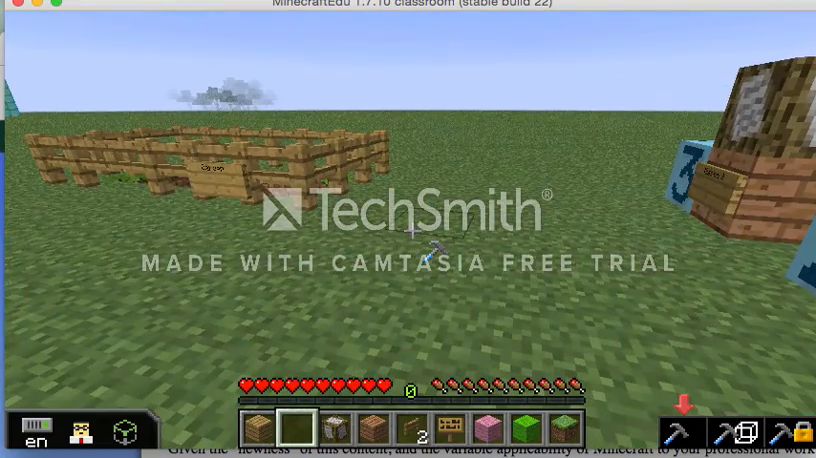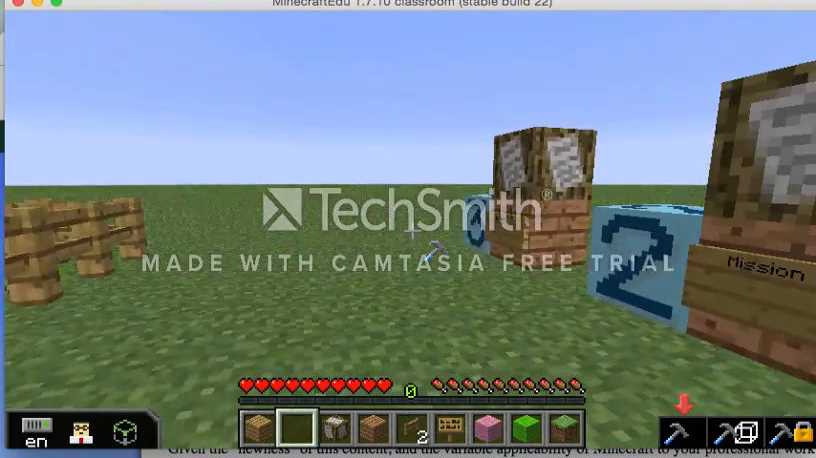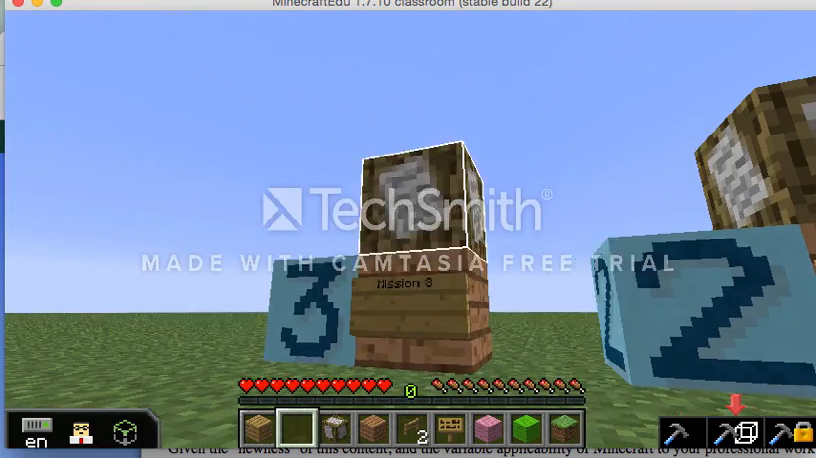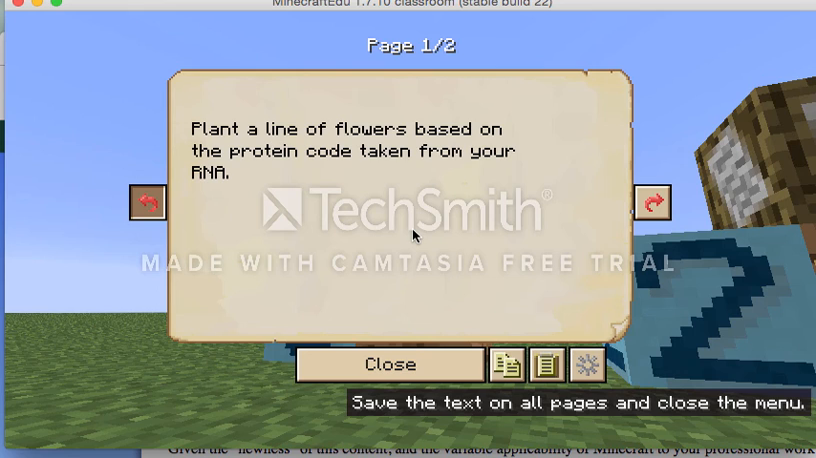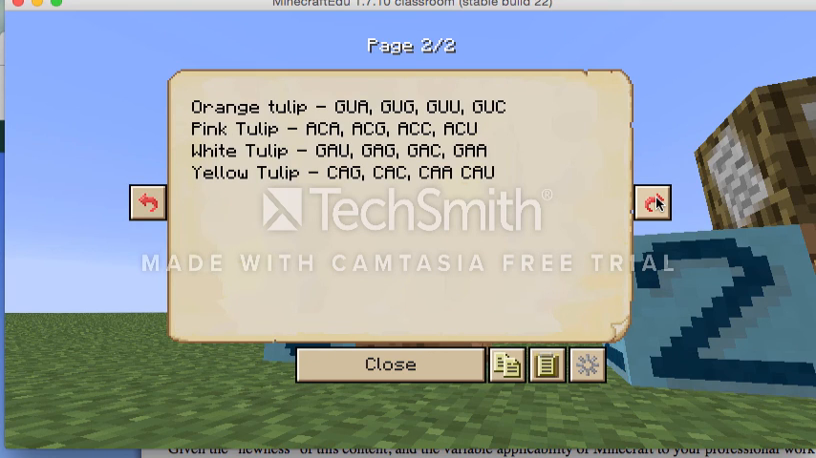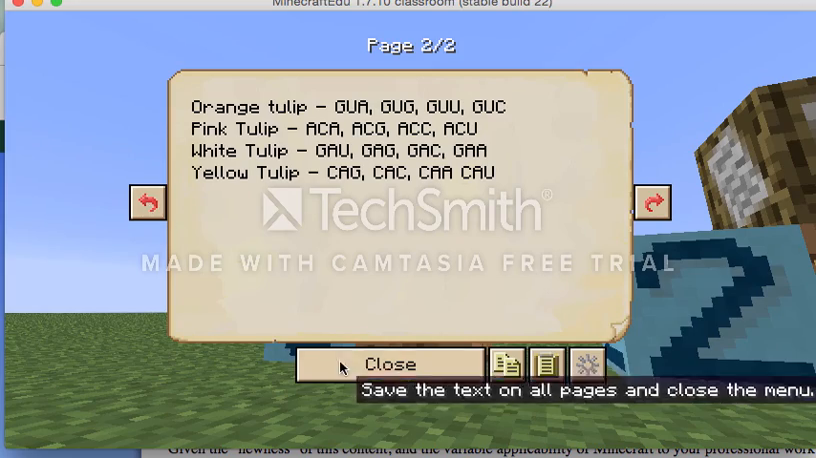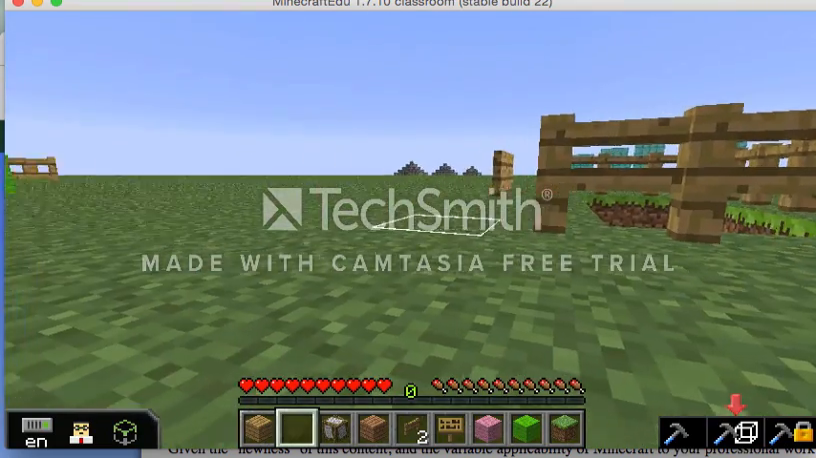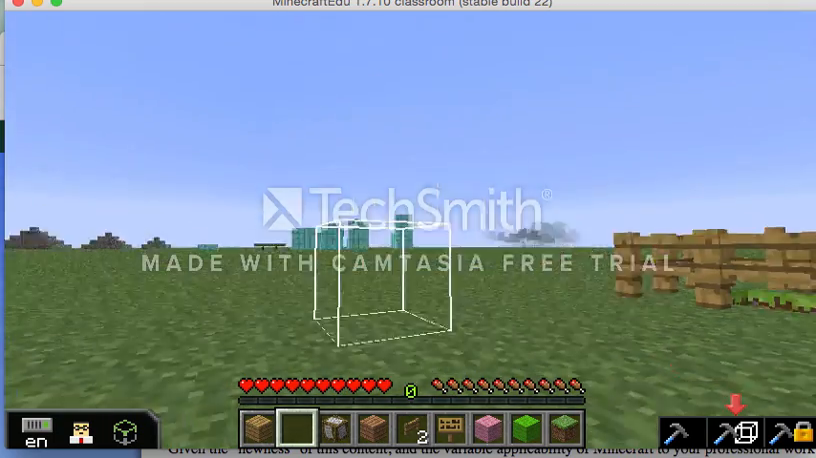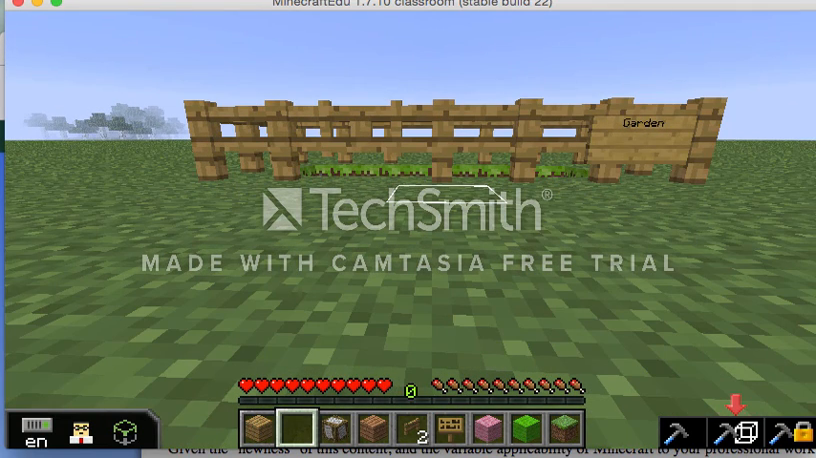The final component of that is the completion of a flower garden based on the protein code made from their RNA sequence. I give them the corresponding flowers and the codons for those flowers, and they are to build them in this garden right here and use that to show mastery of the whole process of transcription, translation, and protein synthesis.